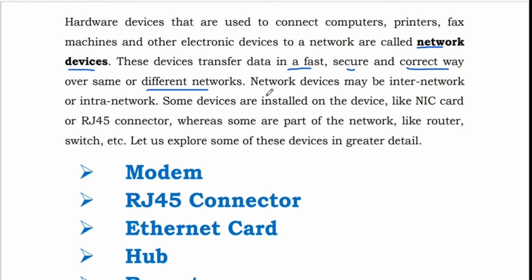The network devices may be inter-network or intra-network. Inter-network means within the specified network, and intra-network is outside the network.